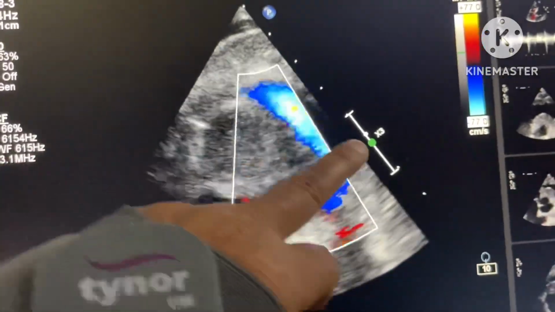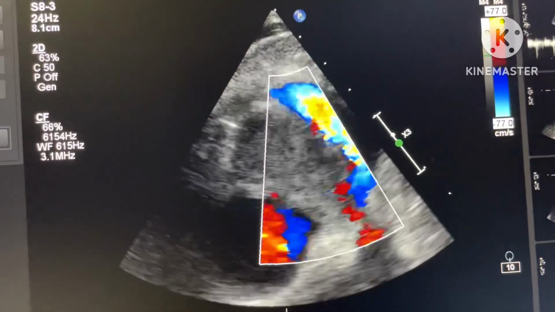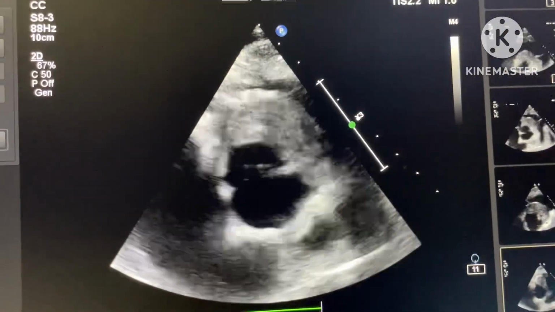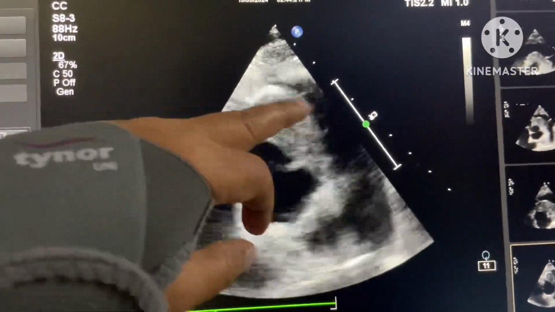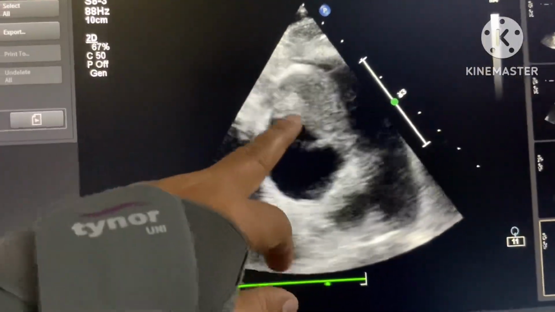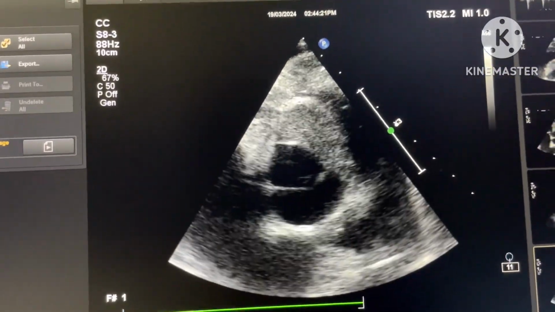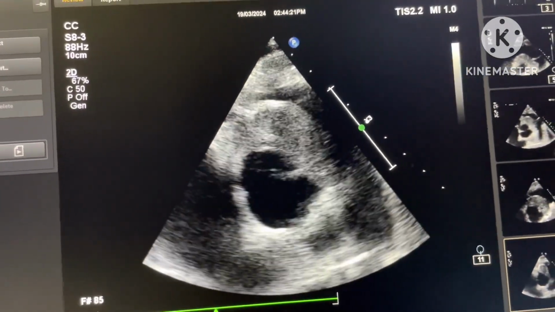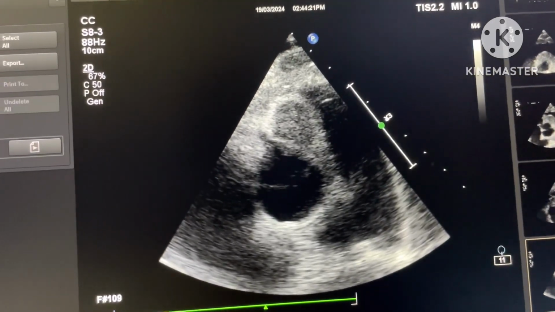This is the right ventricular outlet portion. This is the pulmonary valve. Right ventricular outlet and pulmonary valve. Now you see the pulmonary valve. This is the pulmonary artery. This is the aorta. This is aortic root abscess. Aortic root abscess. You can see the collection now.